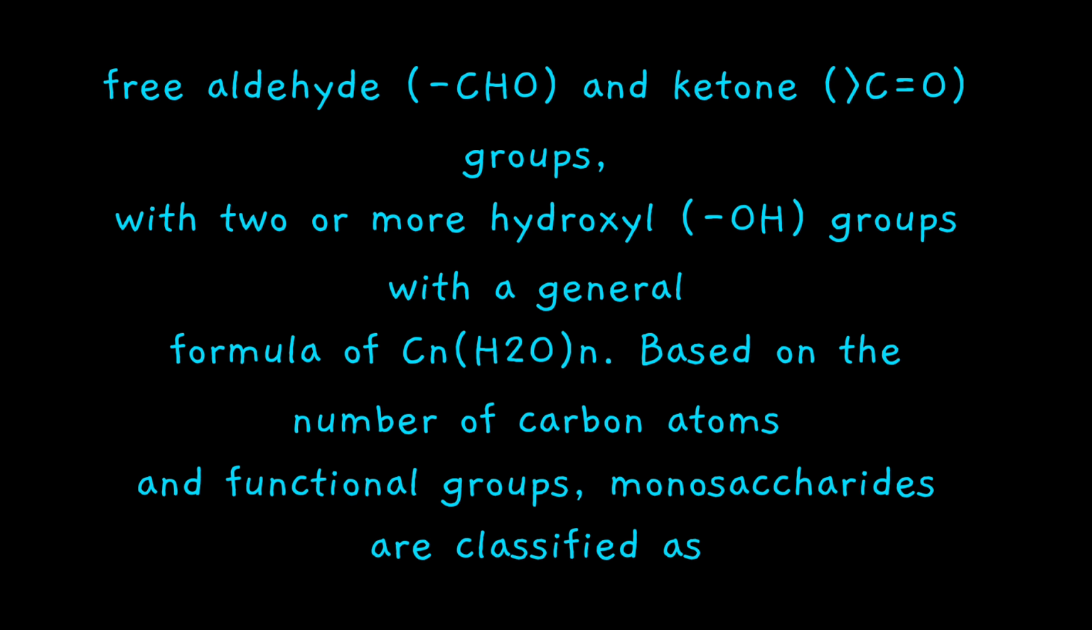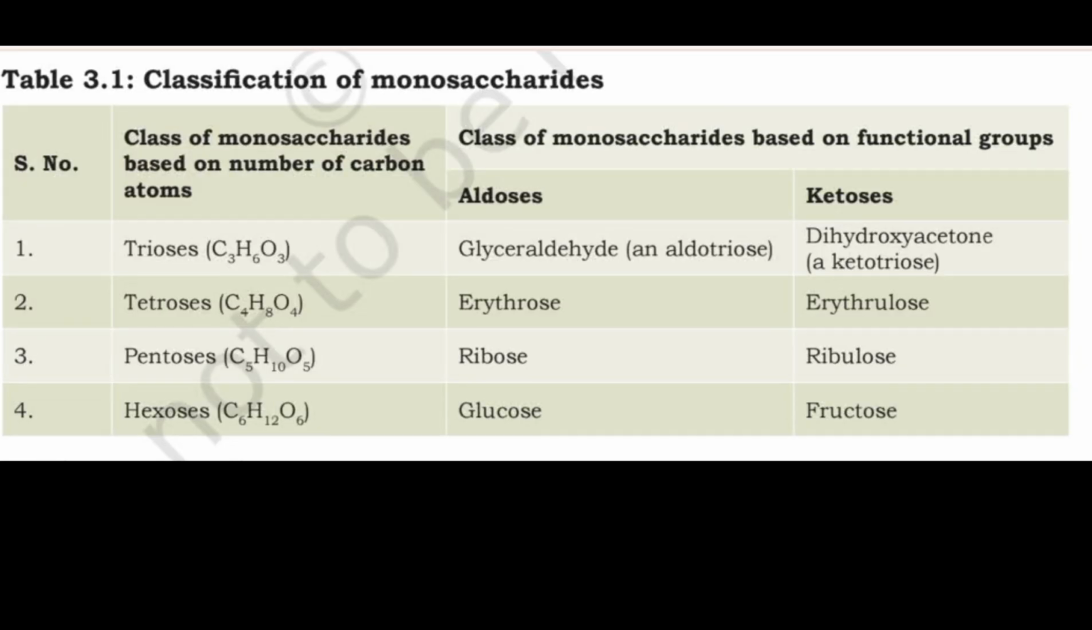Monosaccharide. Based on the number of carbon atoms and functional group, monosaccharides are classified as triose, tetrose, pentose and hexose. These are the classes of monosaccharide based on the number of carbon atoms, and the classes based on the functional group are, for aldose, glyceraldehyde, erythrose, ribose and glucose, whereas for ketose it is dihydroxyacetone, erythrulose, then ribulose and fructose.